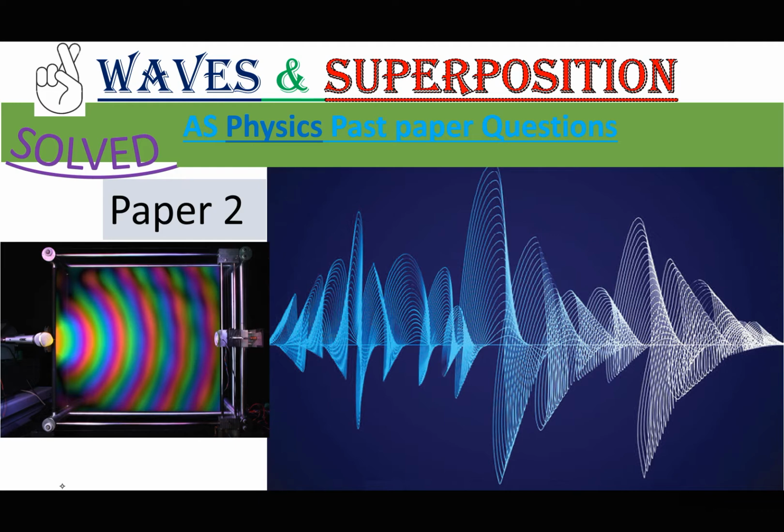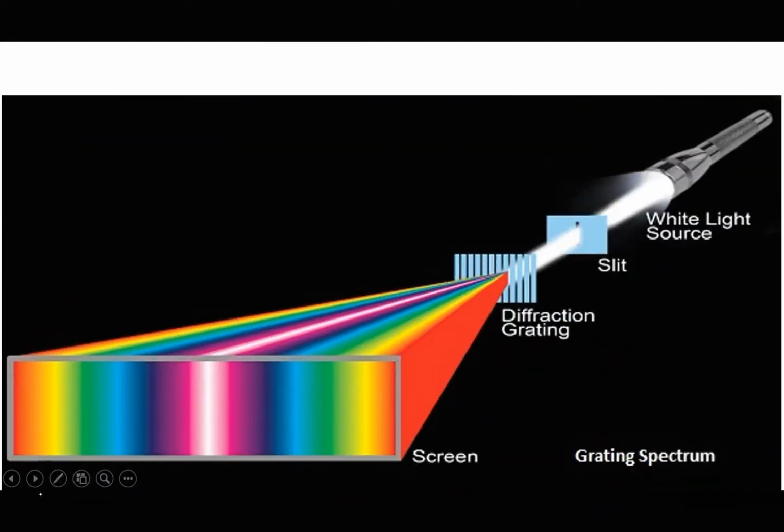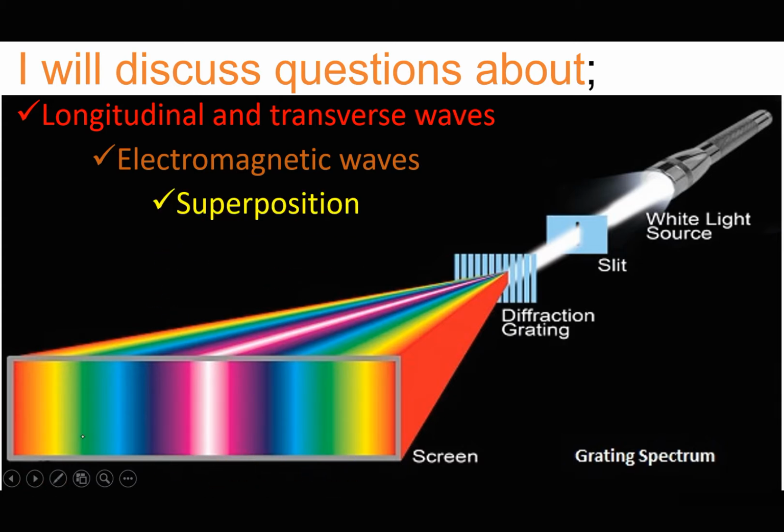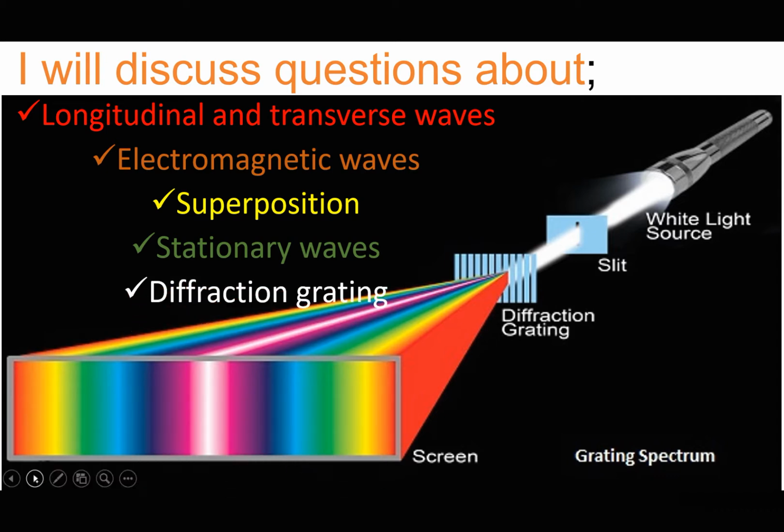This is AS Physics, remember, Physics 9702. And this is going to be specifically part 2, paper 2. This is part 1 of waves and superposition, and we expect questions about longitudinal and transverse waves, electromagnetic waves, superposition or interference, overlapping of waves, stationary waves, diffraction, gratings, and so many more.